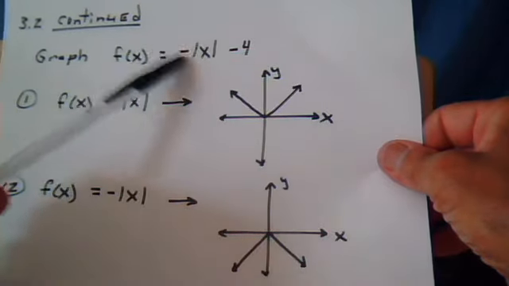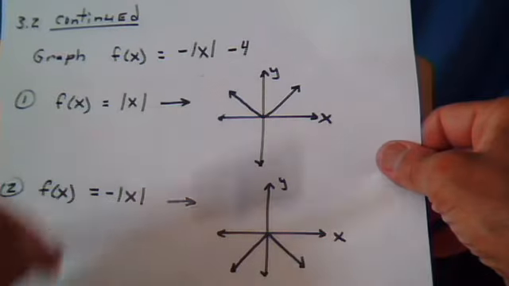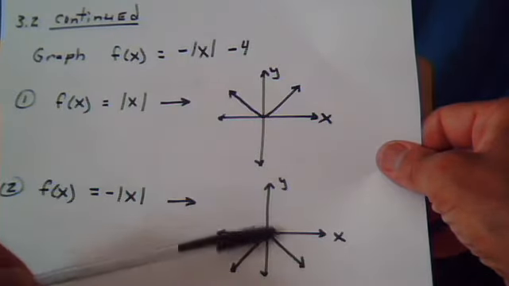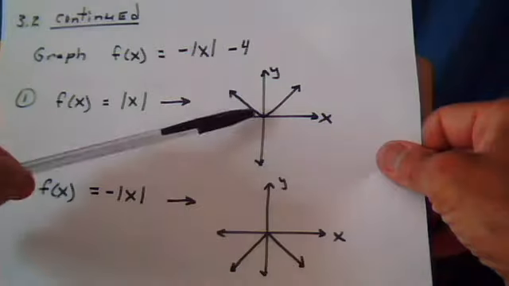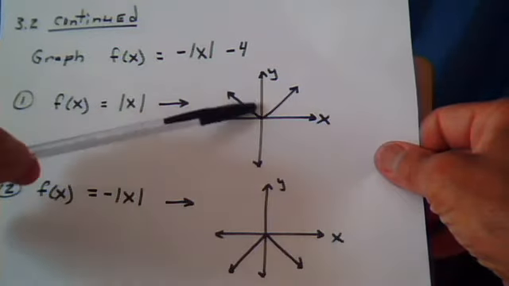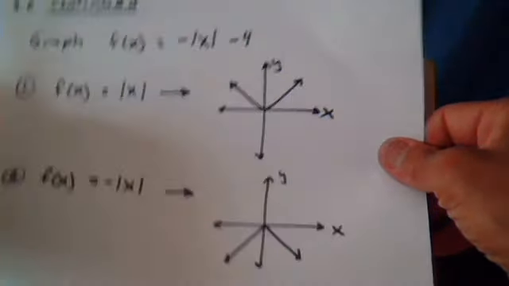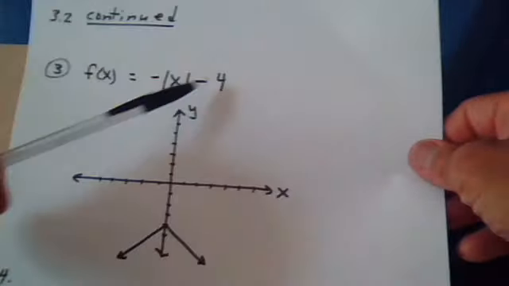So we're going to do the negative, how the negative affects it. It flips it around the x-axis. It reflects it in the x-axis. So far, this has flipped the graph over the x-axis. Now let's apply the -4.